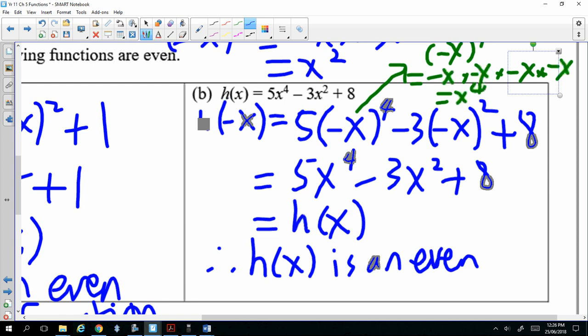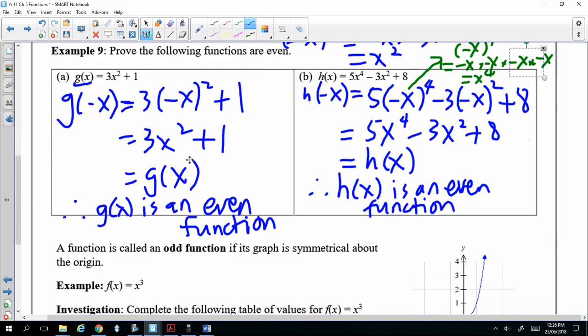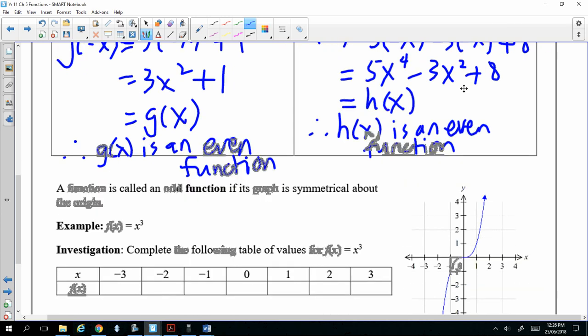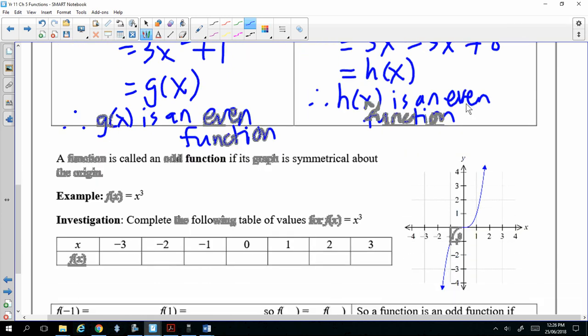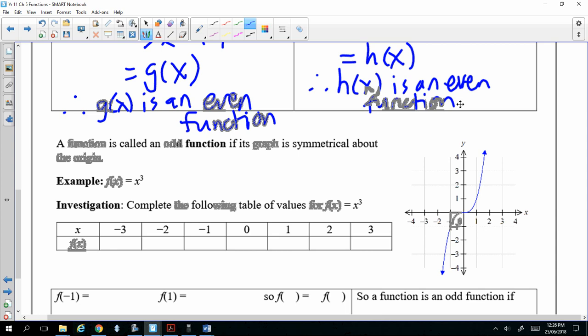All right. Okay, we're almost done. The next question is an odd function. What's an odd function? An odd function is one whose graph is symmetrical about the origin. Now, how do I show that to you? I'm going to trace this. All right, good, nicely done. Now, watch this. What's an odd function? An odd function is if I rotate this about the origin, 180 degrees.